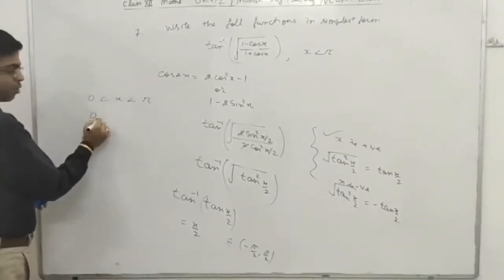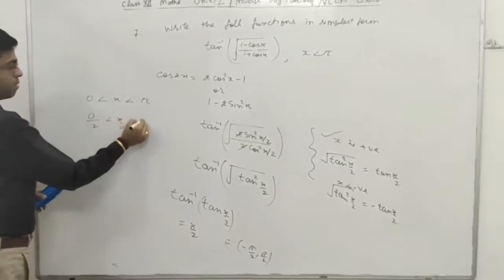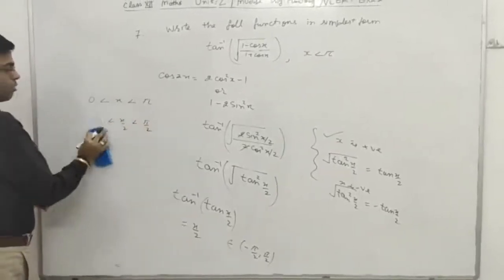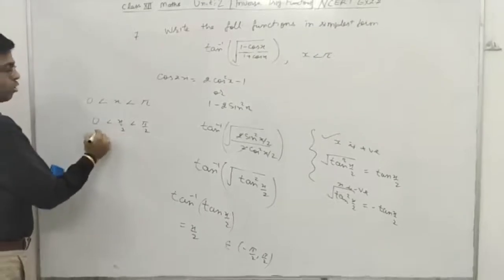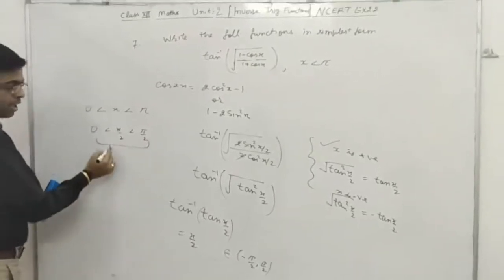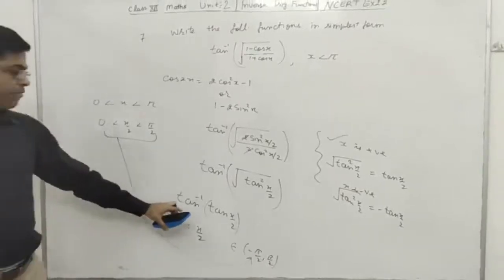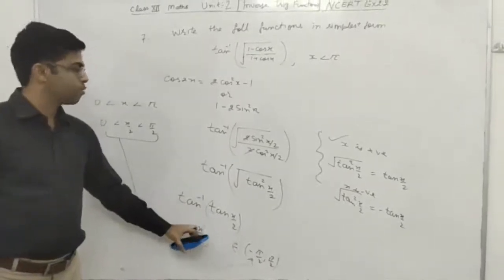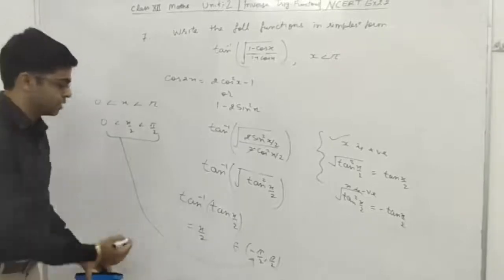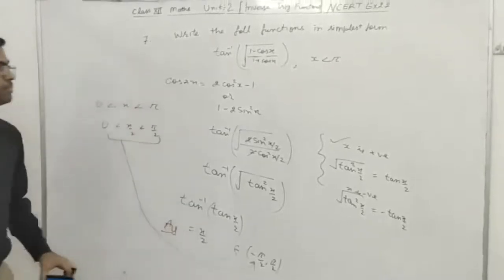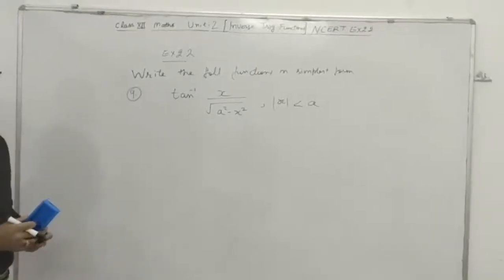So x by 2 will be pi by 2, and 0 upon 2 is 0. So 0 to pi by 2 clearly lies in this interval. So we can write this in the simple form equal to x upon 2, and this is our answer. So question number 8 you will do yourself.